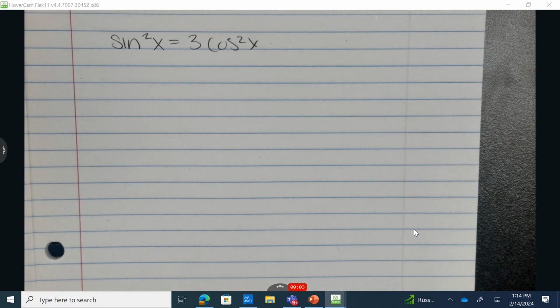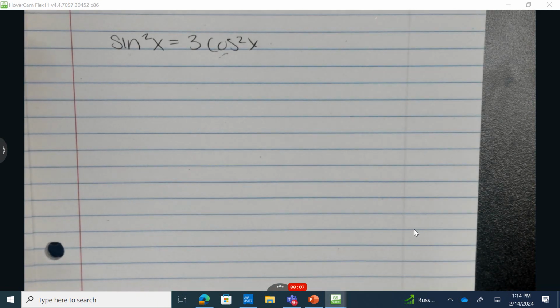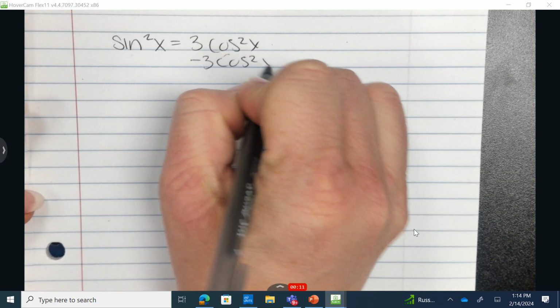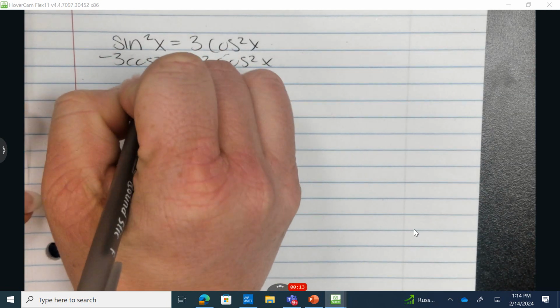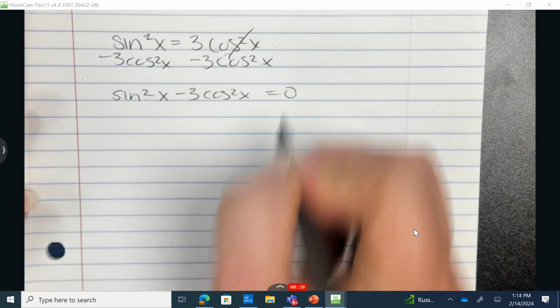Let's take a look at number 20. So number 20, I'm going to first start by moving 3 cosine squared x to the left-hand side. As we prepare for our test, let's make sure that we are showing all of our work. Sine squared x minus 3 cosine squared x equals 0.